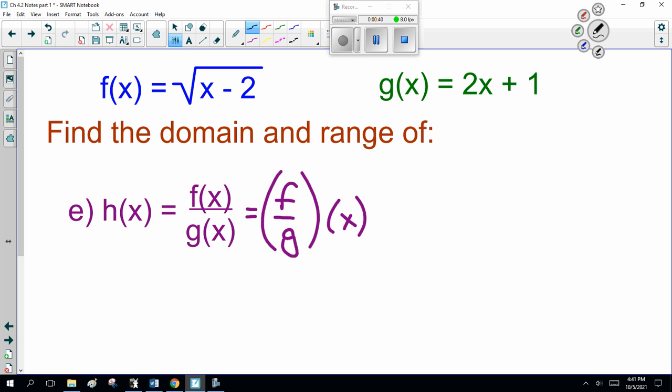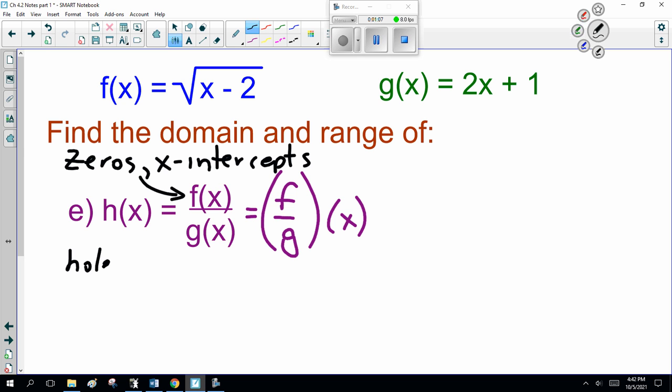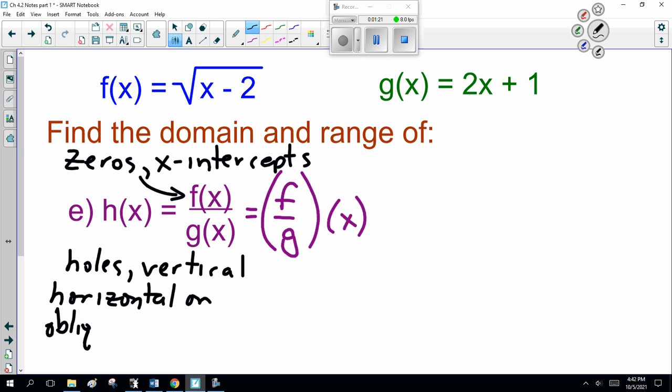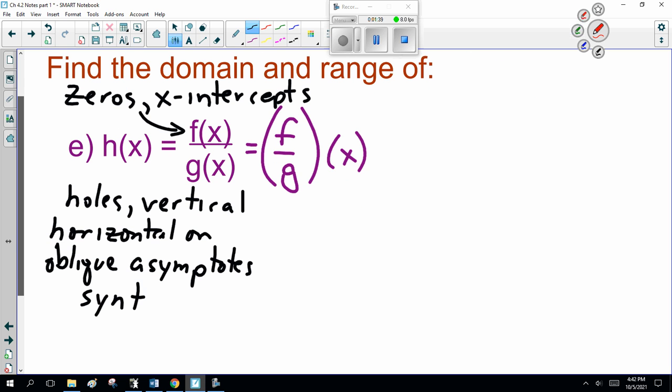Remember, when we're doing fractions like this, the numerator, we're talking about zeros. We look at the numerator for zeros and x-intercepts, Chapter 2. And the denominator, we're looking for asymptotes. Holes, vertical, horizontal, or oblique. Oh yeah, and that of course means synthetic division.